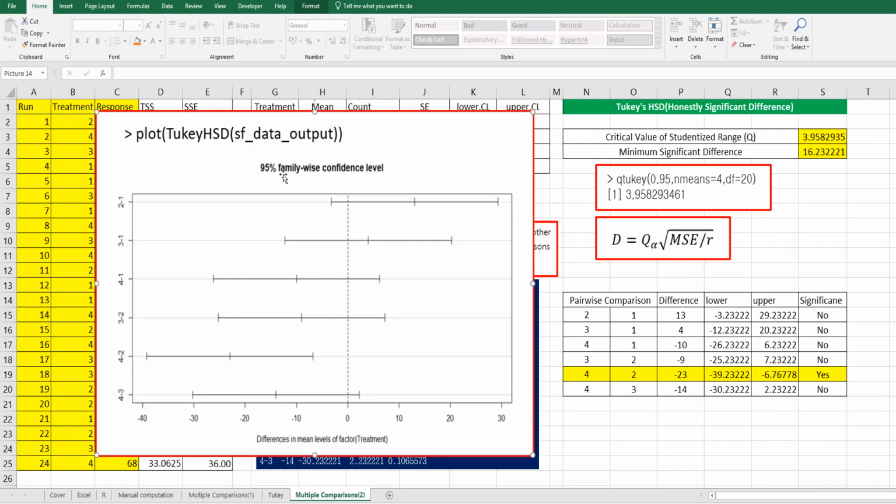There is another way we can do Tukey HSD. So in R, you can plot Tukey's HSD output like this. So there is a line in zero value. So we can interpret this result this way. So between treatment 2 and 1, the interval includes 0. So it means that the difference between 2 and 1 is not significant, right? Same as 3 to 1 and 4 to 1, right? But between treatment 4 and 2, it does not include 0 value in our interval. So we can say that treatment 4 and treatment 2 have a statistical difference.